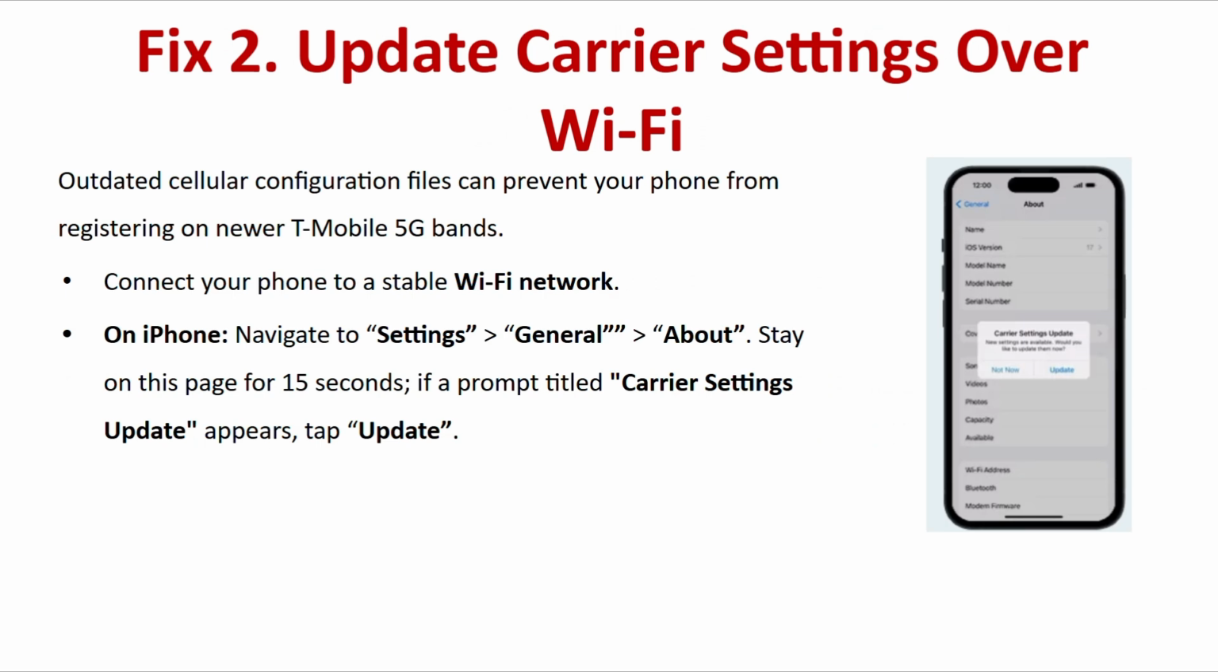Fix 2. Update carrier settings over Wi-Fi. Connect your phone to a stable Wi-Fi network. On iPhone, navigate to settings, then go to general, then tap on about. And stay on this page for 15 seconds. If a prompt titled carrier settings update appears, tap update.